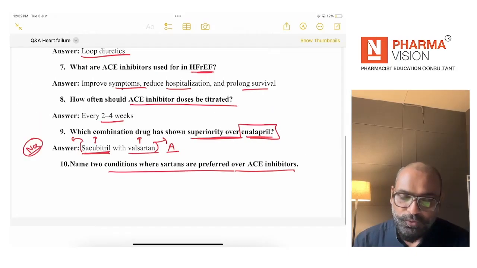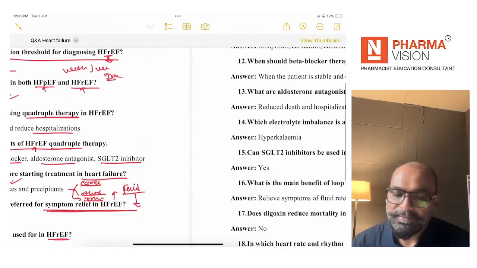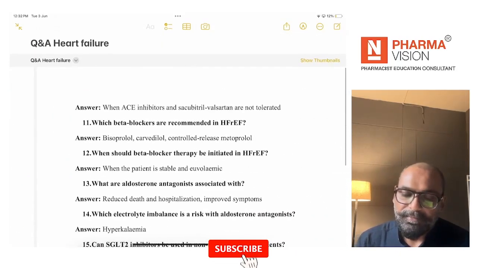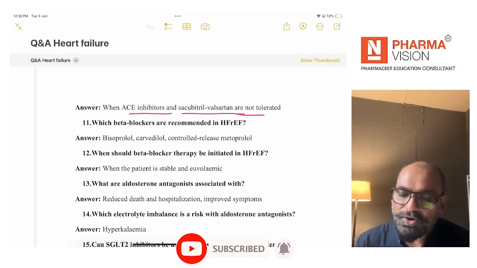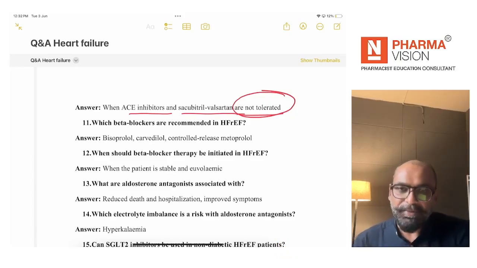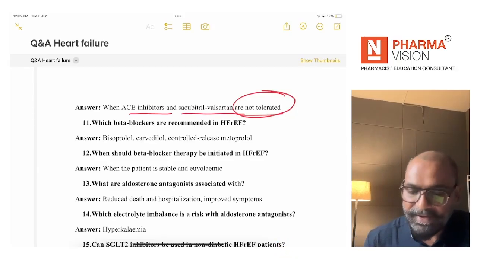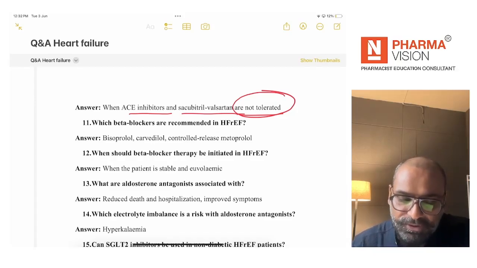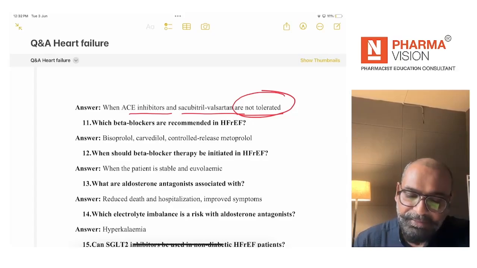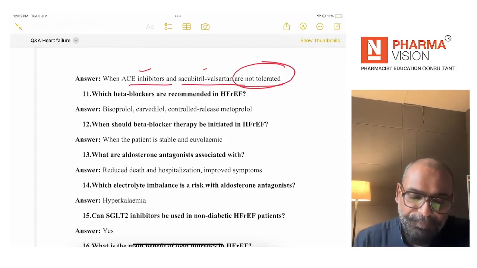In what situations are the ACE inhibitors and sacubitril not tolerated? That means the patient is experiencing side effects or has other contraindications. In that situation, we can use ARBs, but initially we prefer the ACE inhibitors or the combination. Which beta blockers are recommended for heart failure patients? Bisoprolol, carvedilol, and controlled release metoprolol.